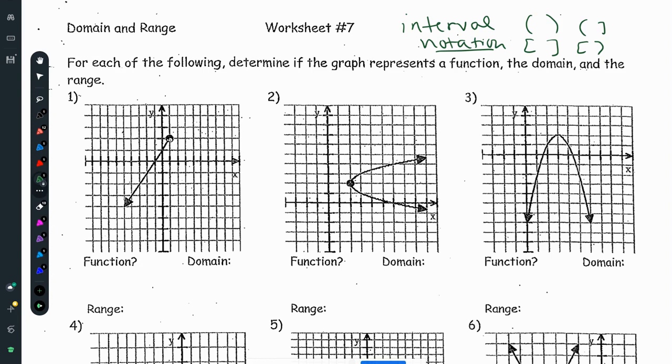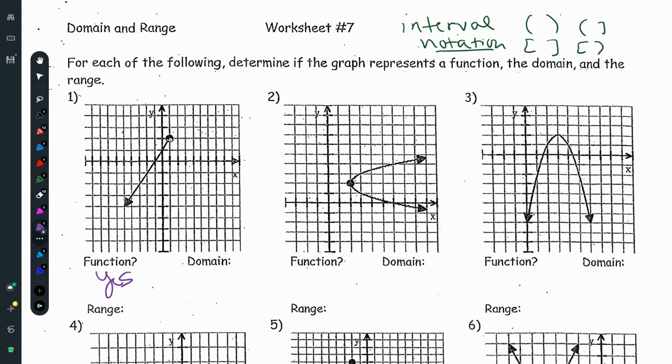The first thing we want to do for number one is look at this graph and determine if it represents a function. If we think back to the vertical line test, anywhere I draw a vertical line, I will only touch the graph once, so therefore this does represent a function because it passes the vertical line test. So we're going to write down, yes, it's a function.